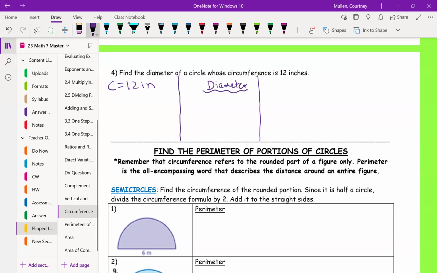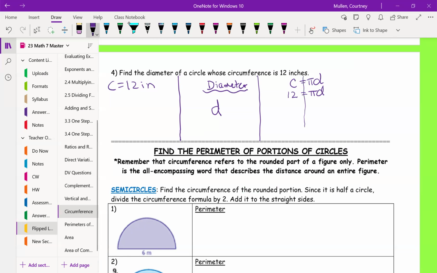Since we don't know what that is, let's call it D. In our workbox, do we know a formula that relates C with D? We do. C equals pi times diameter. Now, what do we know here? Well, we know the circumference is 12, so I'm going to substitute 12 for the circumference. And I need to solve for D.